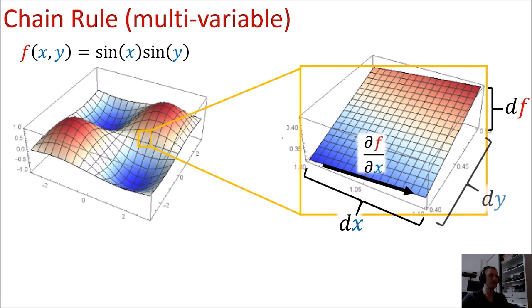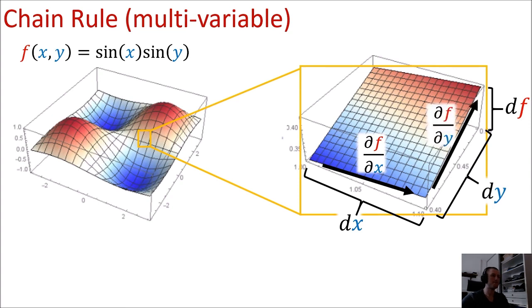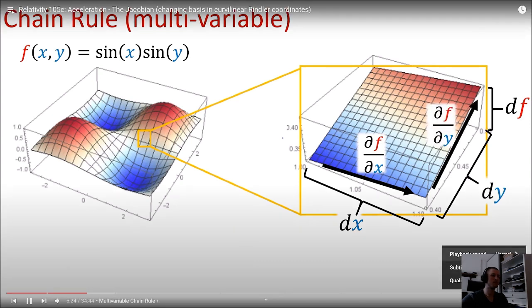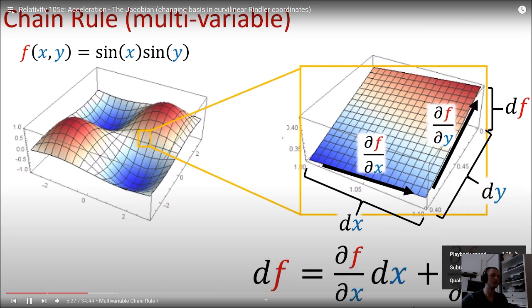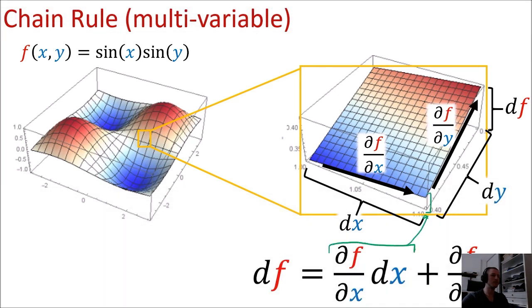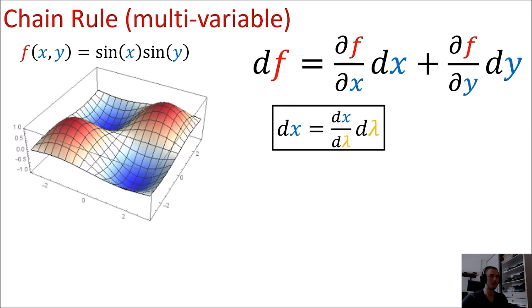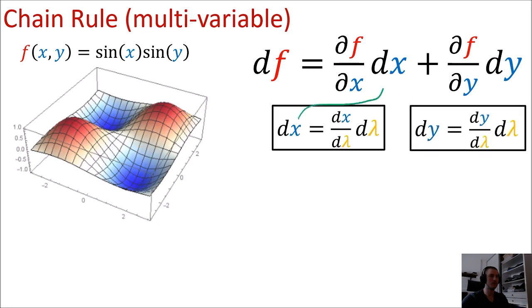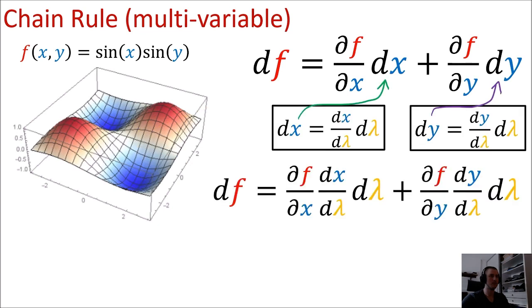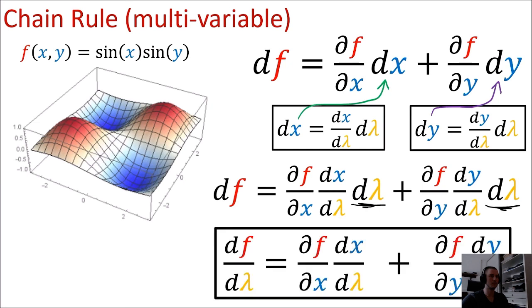Then we add to that a small step in the y direction, dy, times the slope in the y direction, partial f by partial y. So we have df equals partial f by partial x times dx, plus partial f by partial y times dy. If we sub in single variable chain rules that relate dx and d lambda, and also dy and d lambda, and divide all terms by d lambda, we get the multivariable chain rule, which lets us take the derivative of a nested multivariable function. Let's do an example.